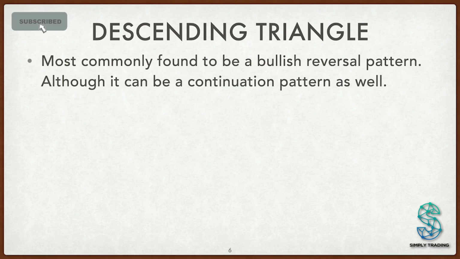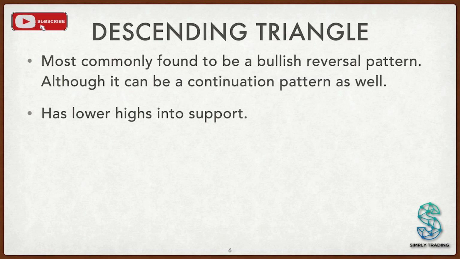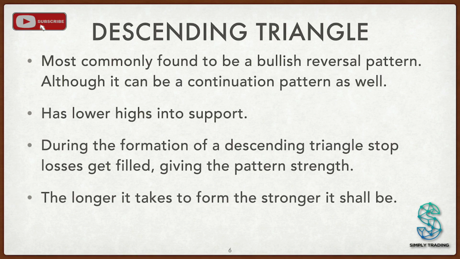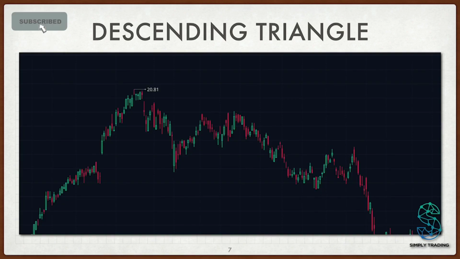So descending triangles, the next one we're going to talk about. They're most commonly found to be a bullish reversal pattern, although it can be a continuation pattern just like the ascending triangle. The descending triangle has lower highs into support. During the formation of descending triangles, stop losses get filled, which give the pattern strength. And just like the ascending triangle, the longer it takes to form, the stronger the pattern's going to be. So here we have a descending triangle.